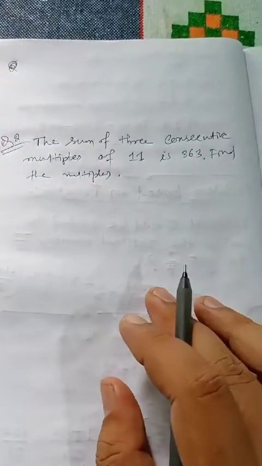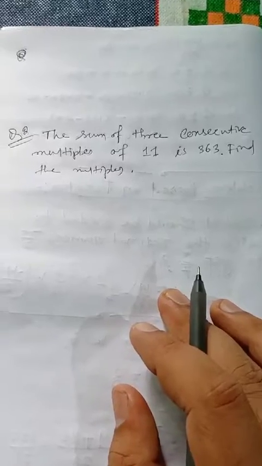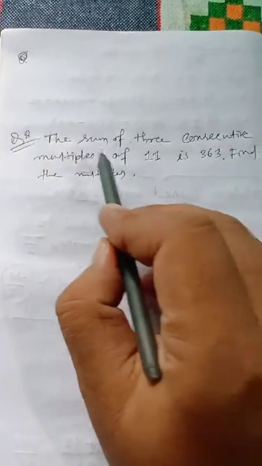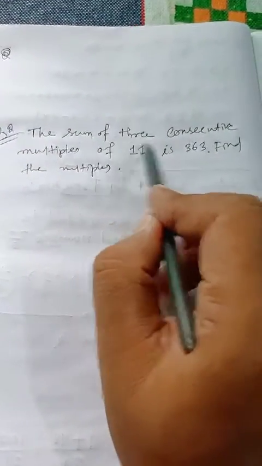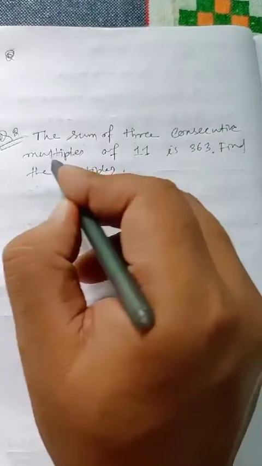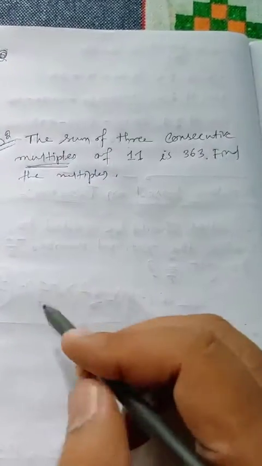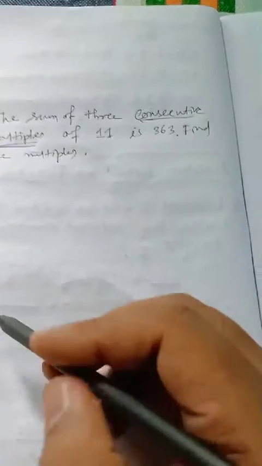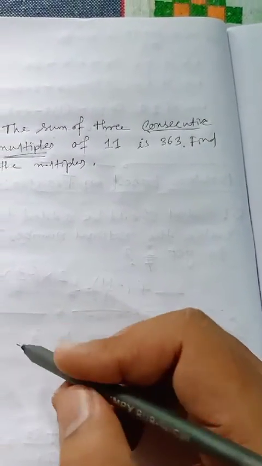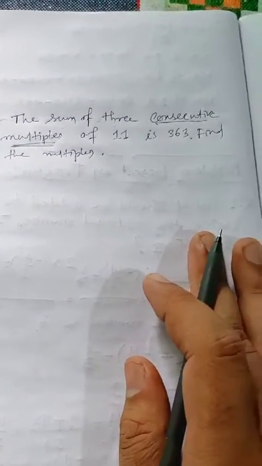Find the multiples right now. So here the question is the sum of 3 consecutive multiples. First of all we have to know what is a multiple, then we have to know consecutive multiples right now, then we can solve this number.